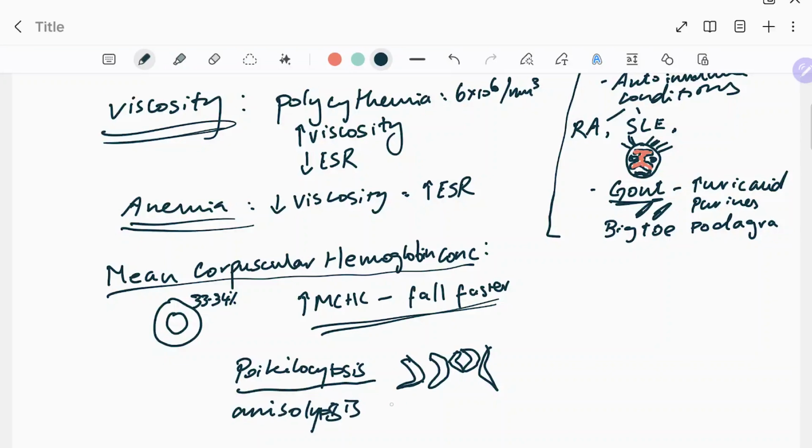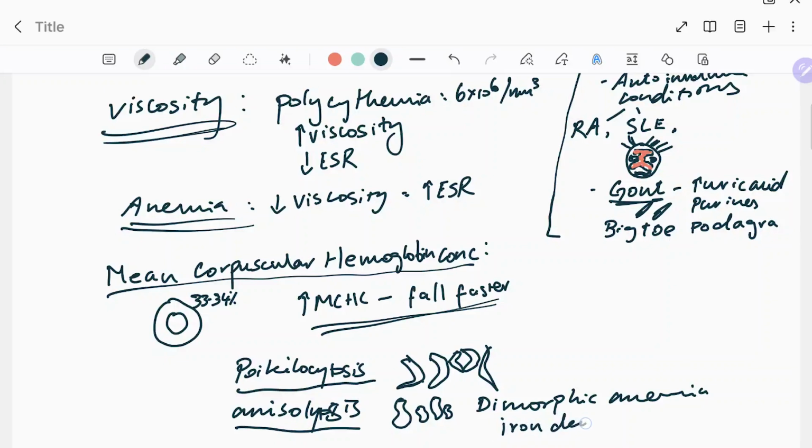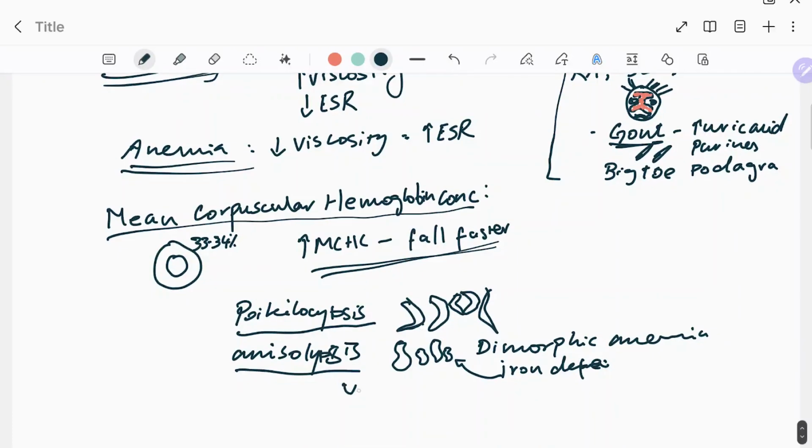Again, changes in the size of the cells. So if you have a big cell and a small red cell, and a big cell and a small red cell, this can be seen in conditions like what we call dimorphic anemia, where you have iron deficiency, because iron deficiency anemia makes small cells, and vitamin B12 deficiency or folic acid deficiency makes big cells.